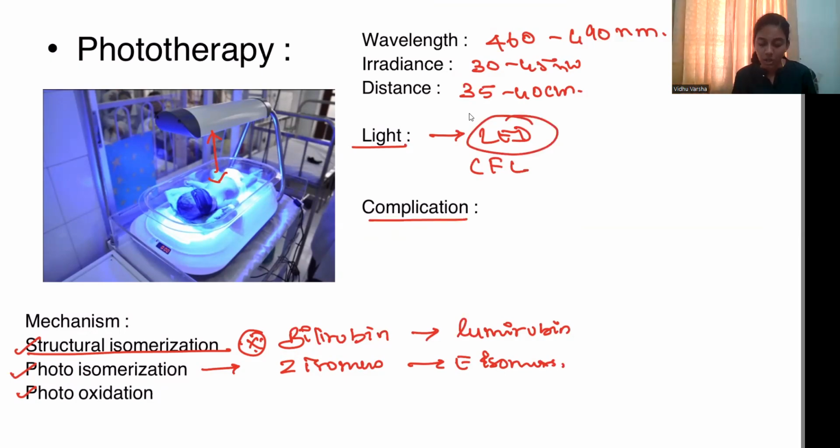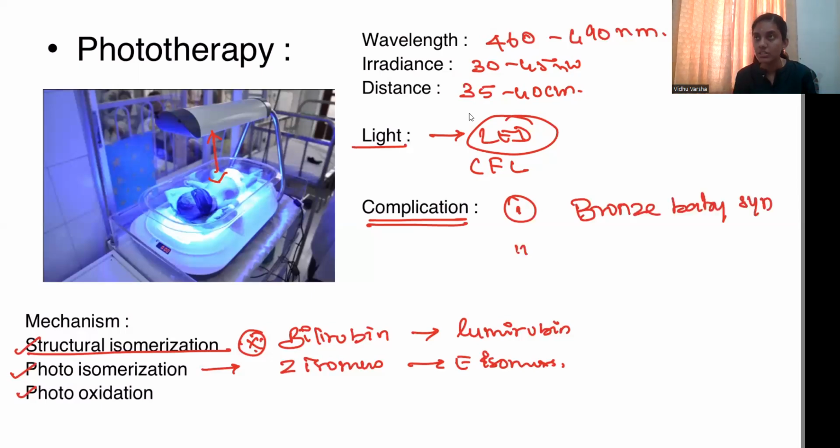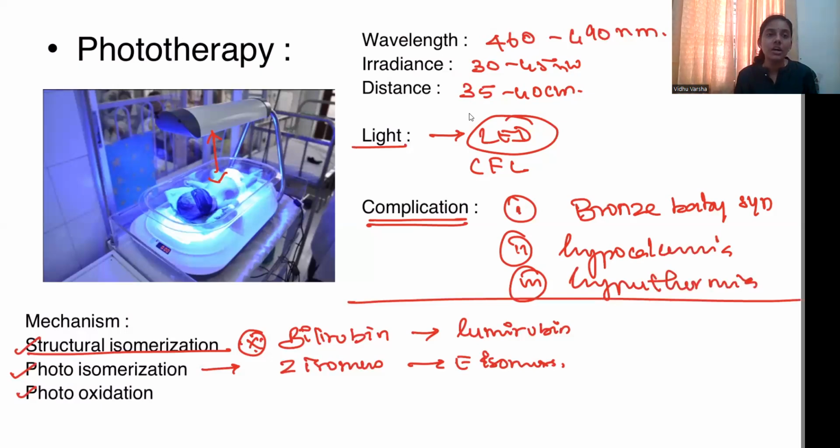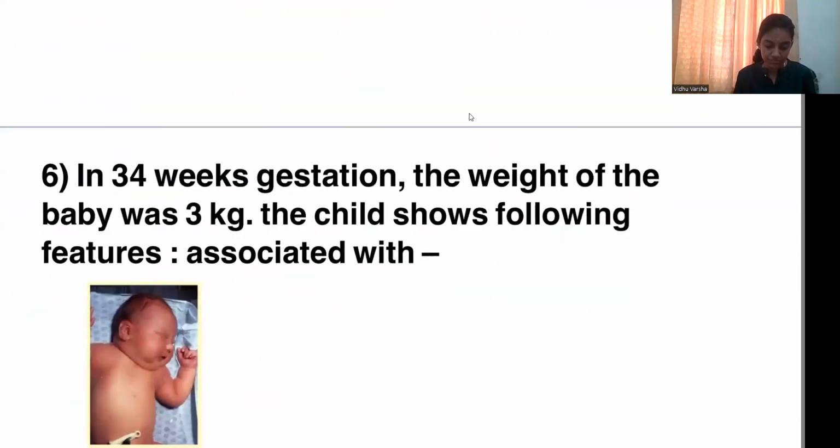So what are the complications you can expect in this child? Suppose when the child is having increased direct bilirubin and you keep the child on phototherapy, the child can get what is called bronze baby syndrome. Second, the child can have hypocalcemia. And third, the child can get hyperthermia with dehydration if the child is not being breastfed properly. So these are the main points regarding phototherapy.